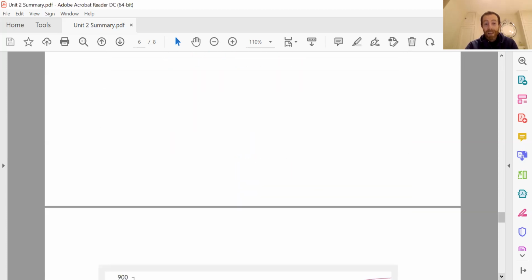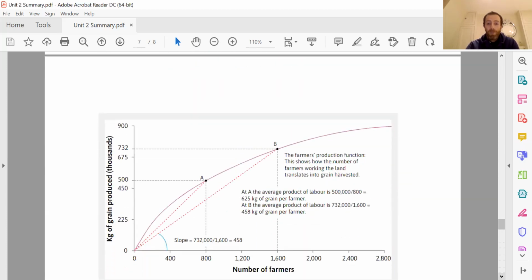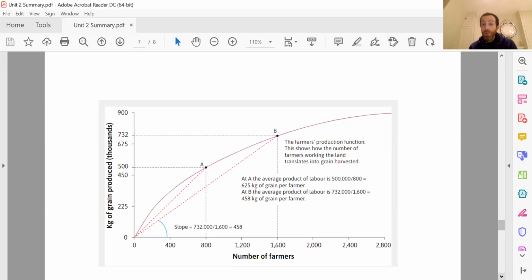So the second model in Unit 2 is the Malthusian model. The Malthusian model relies on 2 big ideas. The first is the idea of diminishing average product, and this graph right here shows us precisely this concept in action.